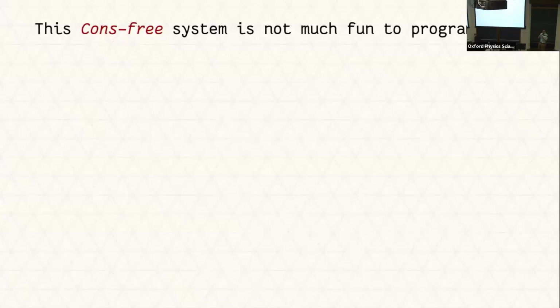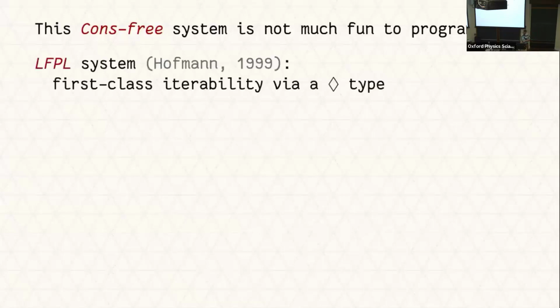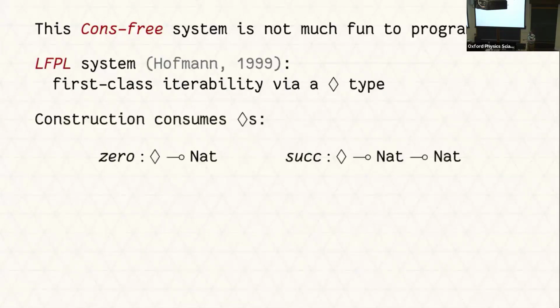And then we have to write our program completely around just iterating over this. So a much nicer system, due to Martin Hofmann, is this LFPL, this linear functional programming language. And the key idea here is that we have first-class iterability. So we can iterate over the input, but as we do so, it yields the ability to iterate over its subparts as diamonds. So what does that mean?